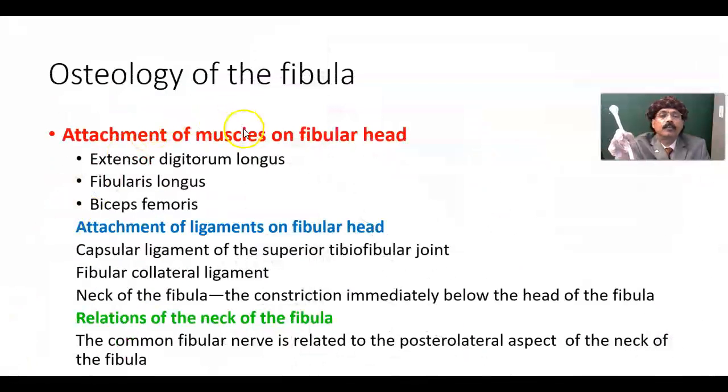Okay. Attachment of muscles on the fibular head, we just discussed that: extensor digitorum longus, fibularis longus, biceps femoris. Attachment of ligaments on the fibular head: capsular ligament of the superior tibiofibular joint, fibular collateral ligament. The neck of the fibula is the constriction immediately below the head of the fibula. Relationship of the neck of the fibula is very important. The common fibular nerve is related to the posterolateral aspect of the neck of the fibula. If it is damaged, we will have foot drop.